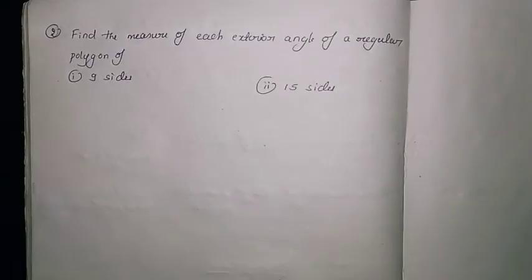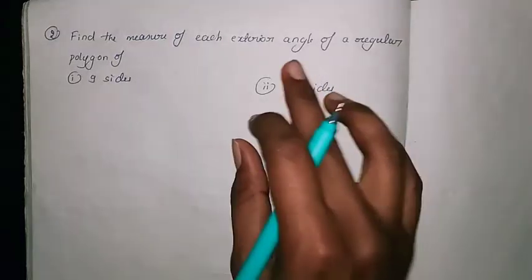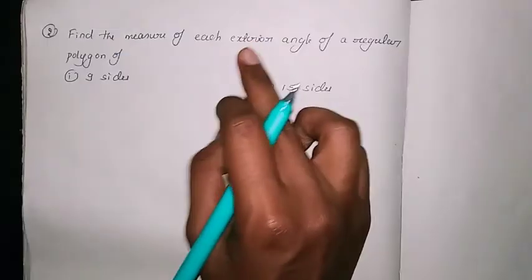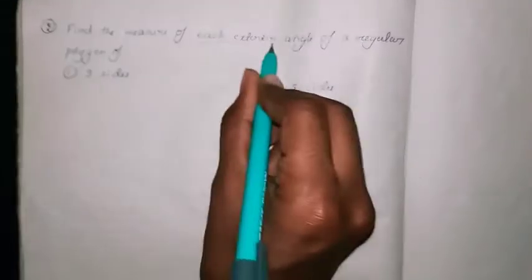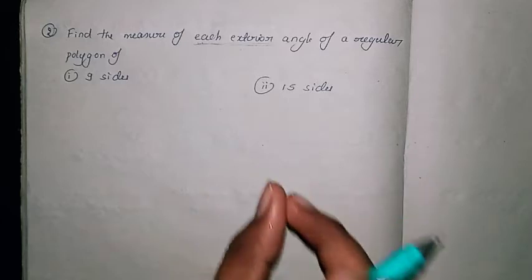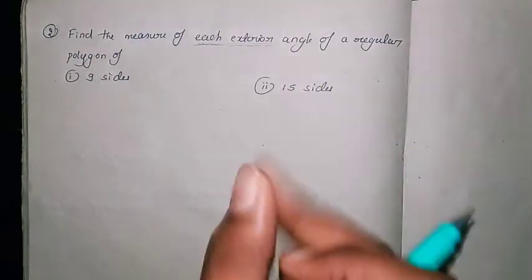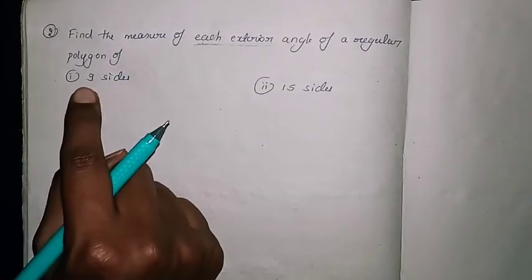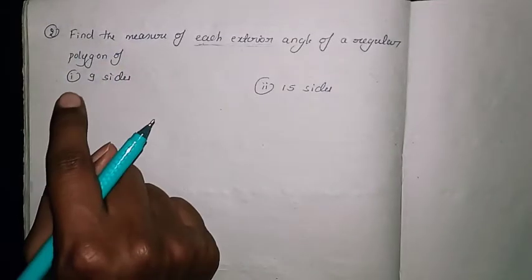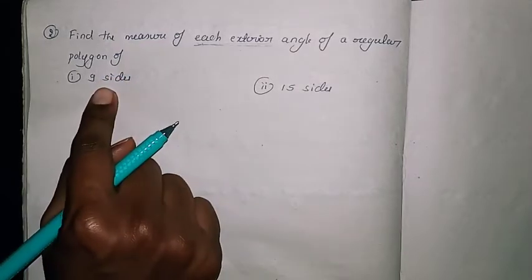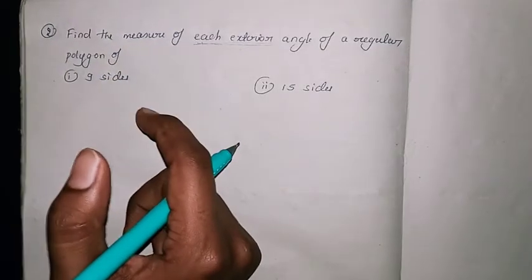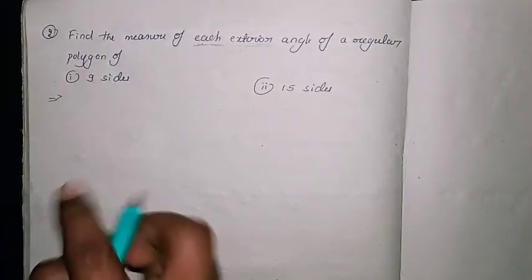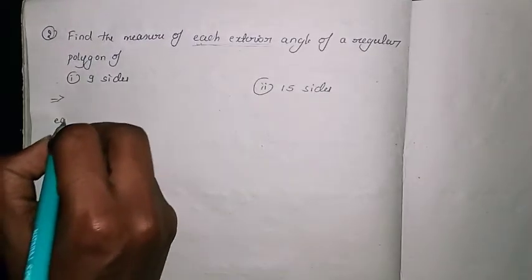In the second problem, observe that it says find the measure of each exterior angle of a regular polygon. So what they have given: measure each exterior angle. The word is given, each exterior angle you have to find. To find each exterior angle, we have the formula which we have studied. When the angle is given or when the side is given, there are two formulas. Now they have given the side and we have to find each exterior angle, so for that apply the formula. First we will apply the one with 9 sides. So what is the formula? First we will write that one.